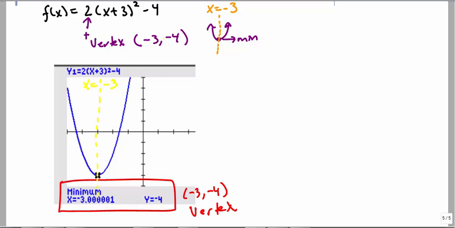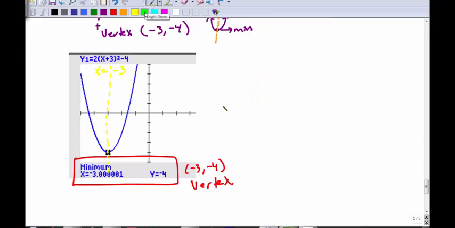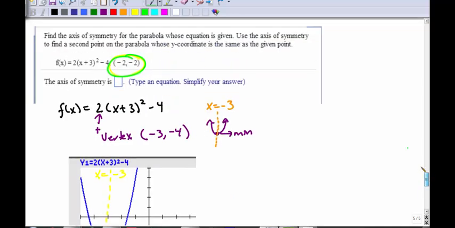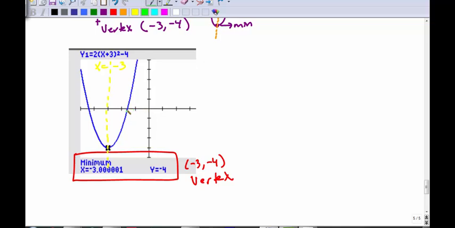So for our example, they give us the point from right here. The given coordinate that they give us to work with is right up here, and it's the coordinate -2, -2. So let's go ahead and plot that point on our graph. So if we go over -2 in the x direction and -2 in the y, that puts us right here. So this is the ordered pair -2, -2, and what the question says is find the other coordinate on this parabola that has a y value that's the same as the coordinate given. So we're looking for -2, -2.